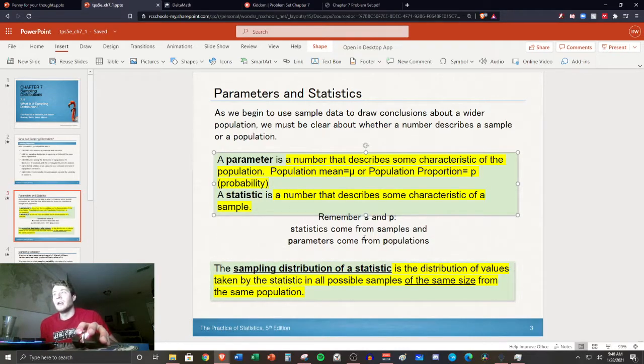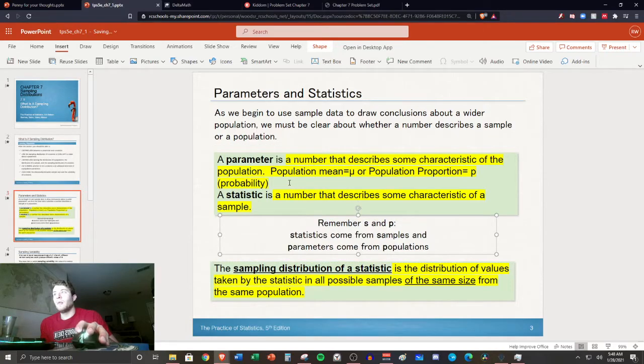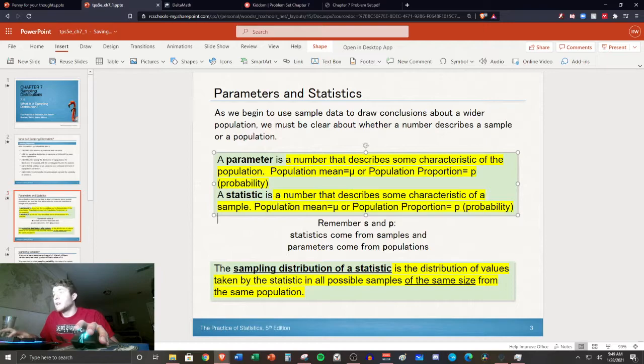Okay. Next, we're going to have the same thing for this, except we're dealing with a sample. Okay, so we just change the word to sample instead of population, because that's what a statistic describes. So let's get the symbols in here for those.